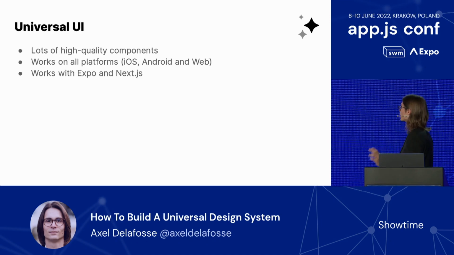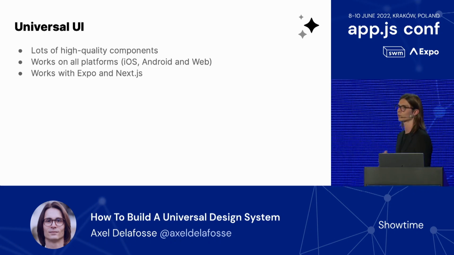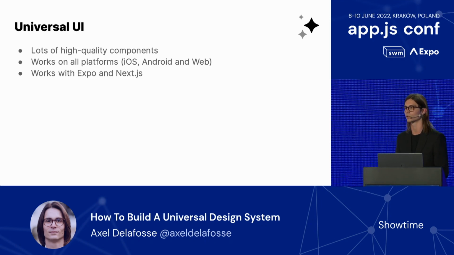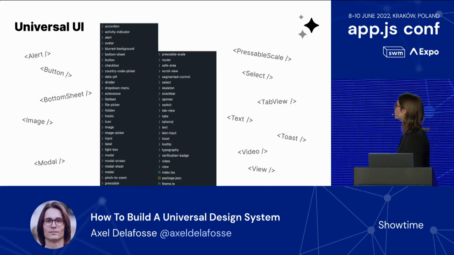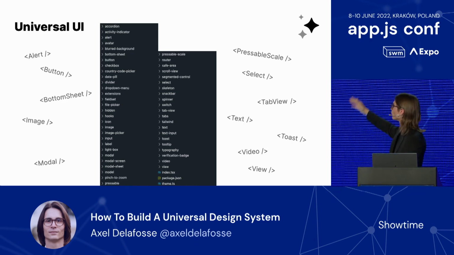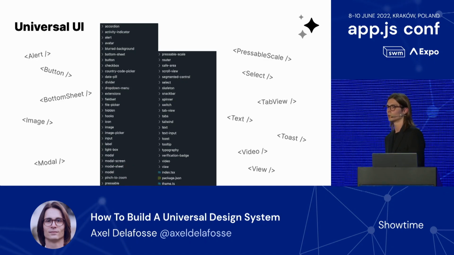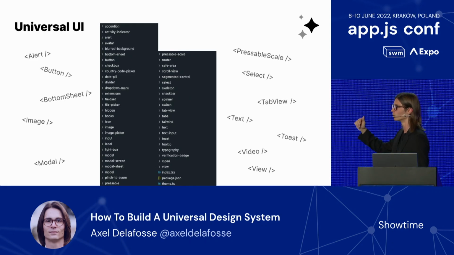So what's Universal UI? Again, it's a lot of high-quality components. It's working on all the platforms, iOS, Android, and web. It's working with Expo and Next.js. Right now we are very opinionated about this, but it's really the best way to build an app right now. You can see a preview of all the components. We have a bunch of components that we tightly integrate with all the best frameworks, so Expo and Next.js again, but also Reanimated, Moti, and Bottom Sheet by Mo, who is working with us.